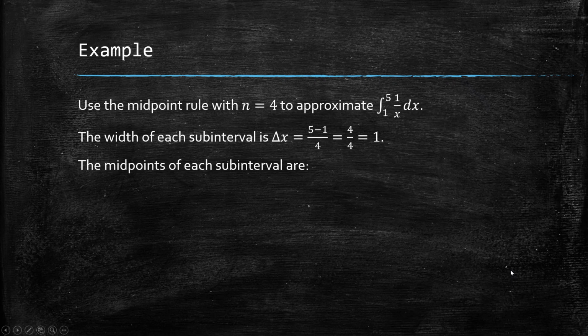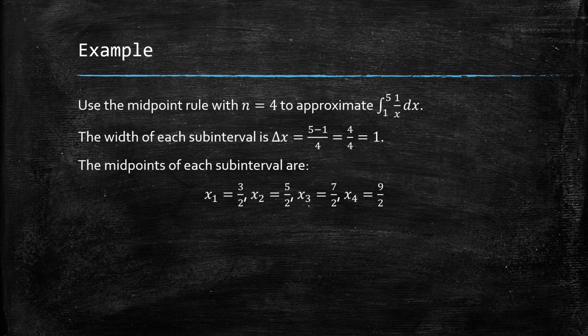You next find the midpoint of each subinterval. It is not that bad this time because the first subinterval is from 1 to 2, the second from 2 to 3, the third from 3 to 4, and the last from 4 to 5. So the midpoints of the subintervals are x sub 1 equal to 3 halves, x sub 2 equals 5 halves, x sub 3 equals 7 halves, and x sub 4 equals 9 halves.